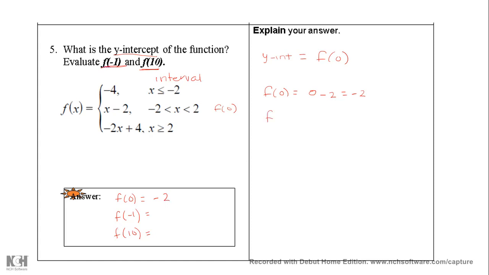Now I want to find f of -1. Well, it turns out that -1 is in between -2 and +2 as well. So I'm going to substitute that into the same interval equation and get -3. All right, and now I just have f of 10. Now f of 10 does not fall into that interval because 10 is greater than or equal to 2. So I'm going to substitute 10 into this equation. So now I have -2 times 10 plus 4, which is equal to -16. So my last one, f of 10, is equal to -16.